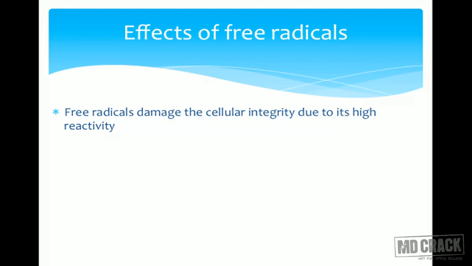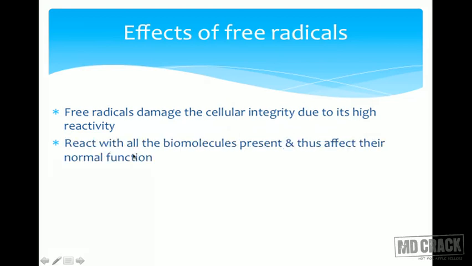They can damage carbohydrates. They can damage each and everything within their vicinity. They are that reactive. They can damage anything and everything. So they damage the cellular integrity due to their high reactivity. They react with all the biomolecules present and thus affect their normal function.